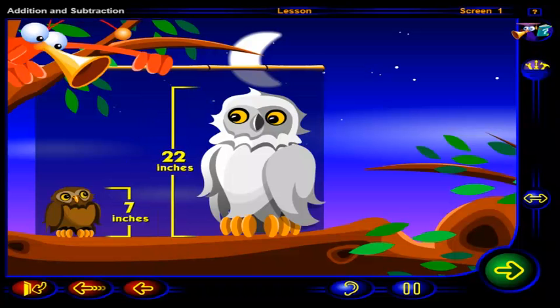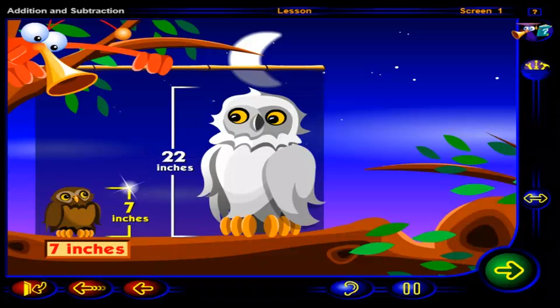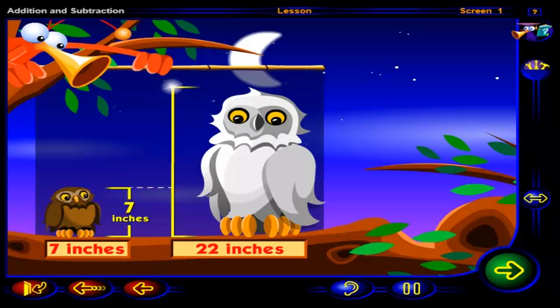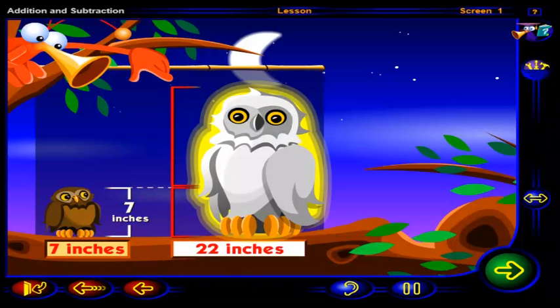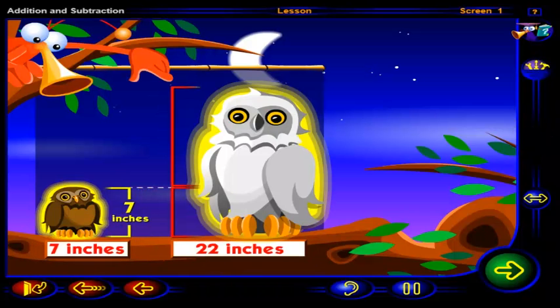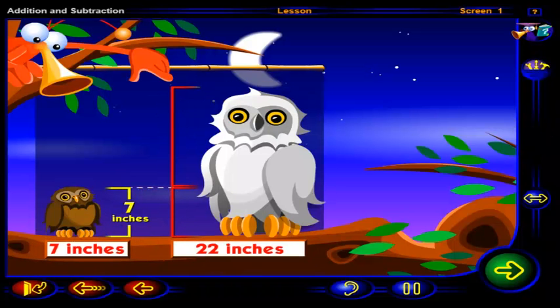We can see that the height of the pygmy owl, 7 inches, is less than the height of the snowy owl, 22 inches. Which part of this height shows how much taller the snowy owl is than the pygmy owl? Click on a part of this height, then click OK.